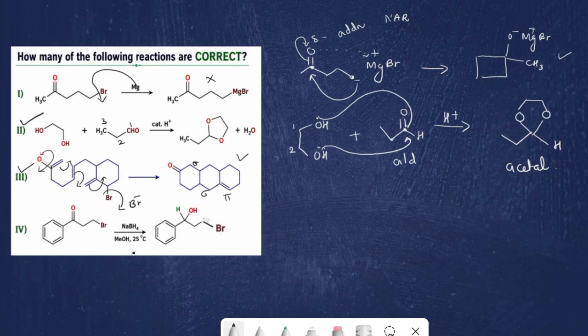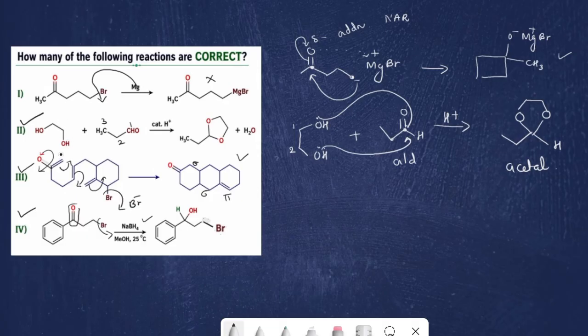Let's check for the last reaction. So we have a ketone and then there is a halogen within the molecule. It is treated with sodium borohydride in methanol at 25 degrees Celsius. So what happens? This is a mild reducing reagent. It will reduce the ketone to a secondary alcohol. What about the halogen? That will remain as it is. Nothing changes with the bromine. Suppose we would have used lithium aluminum hydride, it would reduce the ketone as well as displace this bromine by hydride. But here this is correct. There is nothing wrong with this reaction as well. Therefore, the fourth reaction is also correct.